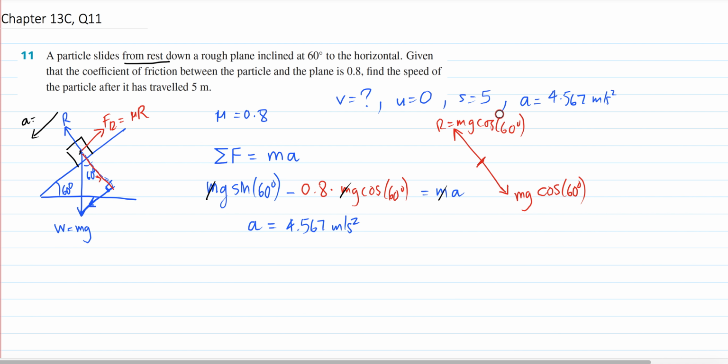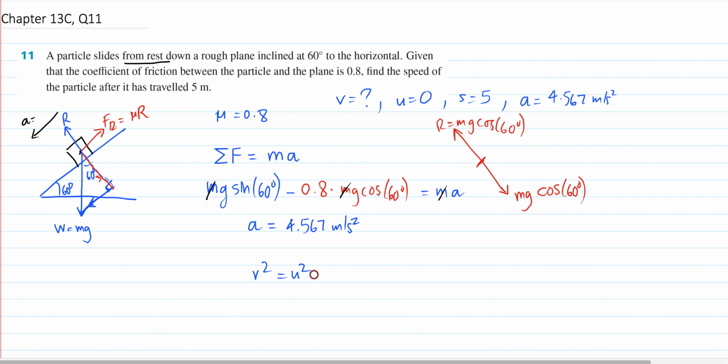Guys, once you've found your acceleration, it's very simple. You can easily find your velocity. Just take note that this acceleration is a constant. It's a number, see? It's not like 4.567 multiplied by t or any of that. It's just a number. It's a constant. So we can use the physics formulas. Now, the one you want to use is the one that has v, u, a, and s. And that one is this one right here.